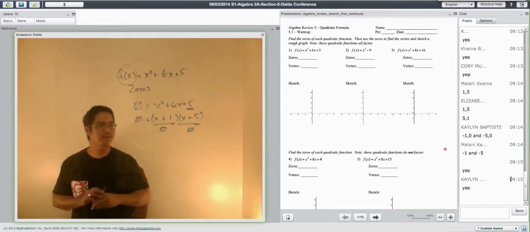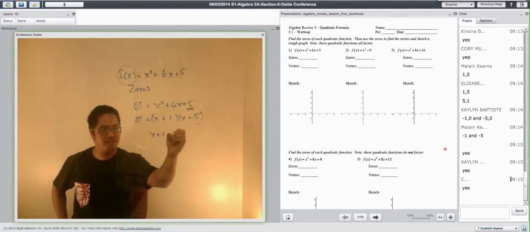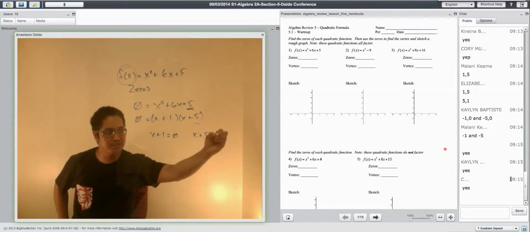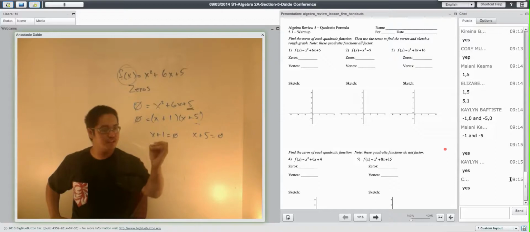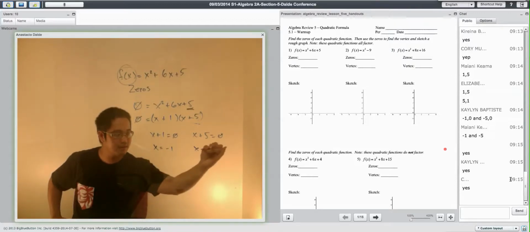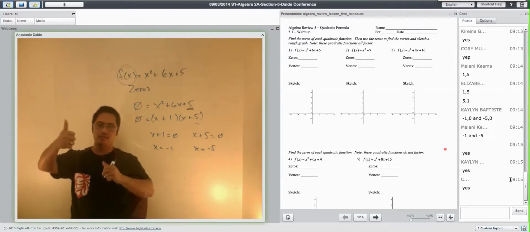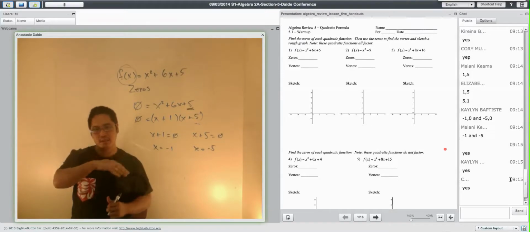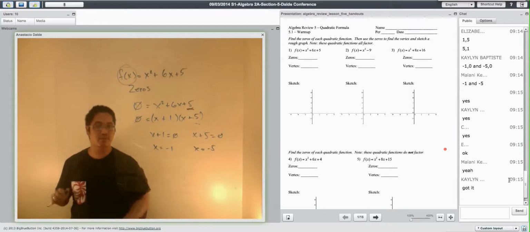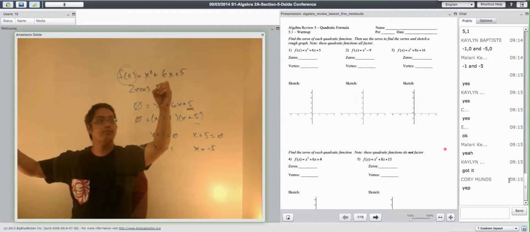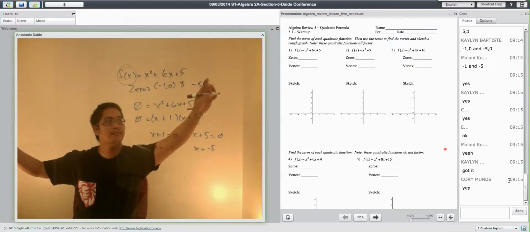Alright, so what I can say is either x plus 1 equals 0 or x plus 5 equals 0. Now solving these algebraically is pretty easy. You just move the 1 to the other side, and that gives x equals -1, x equals -5, and that's how Kaylin was able to figure out that -1 and -5 was my answer. Boom. We happy? You guys satisfied? Alright, cool. So if I were to graph that, by the way, that means my zeros are at (-1, 0) and (-5, 0).